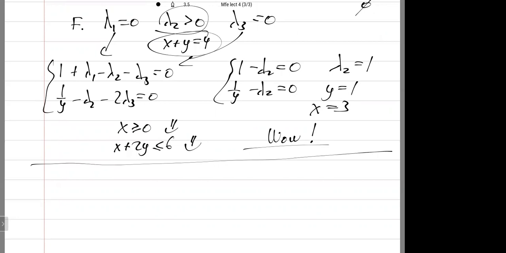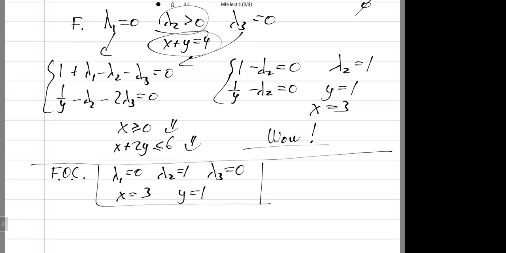Okay, so we have finally solved the first order condition. Lambda 1 is 0, lambda 2 is 1, lambda 3 is 0, x is 3, y is 1. This is the unique point A. Okay, the first order condition is satisfied.